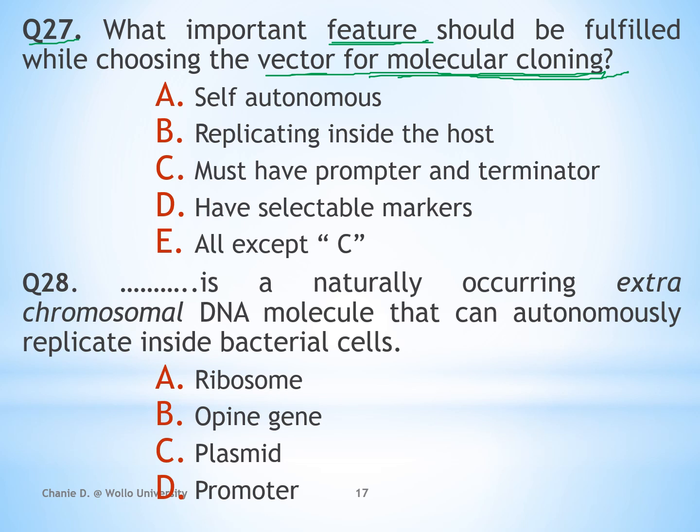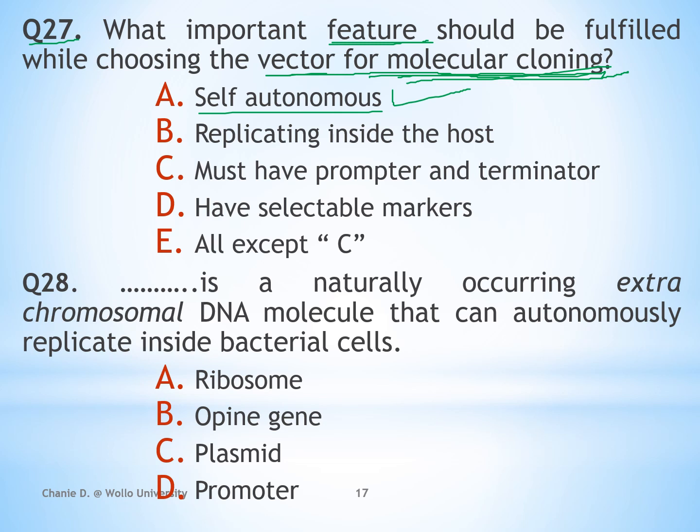So those expression vectors should have a promoter, which is to initiate transcription, and a terminator, and a ribosome binding site. Those are important or additional features of expression vectors. So in this question, which important feature is important for molecular cloning? A, self-autonomous. Yeah, the vector should be self-autonomous in order to amplify that gene of interest. It should be self-autonomous, is correct.